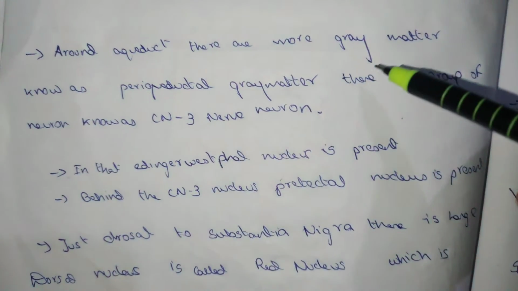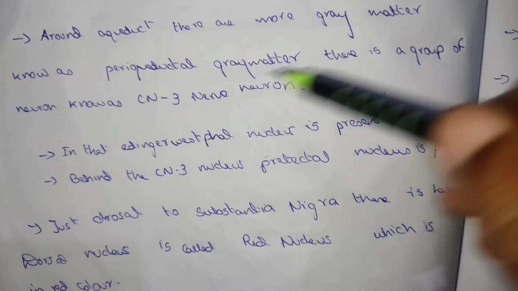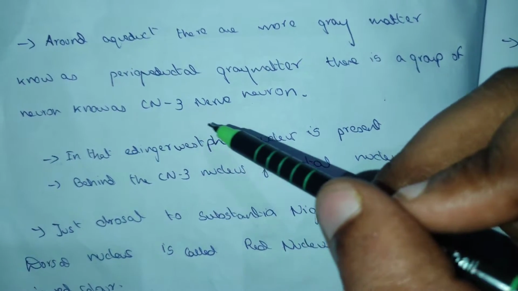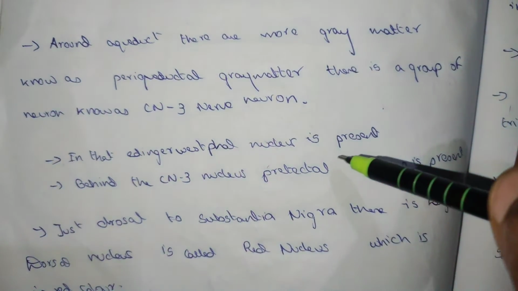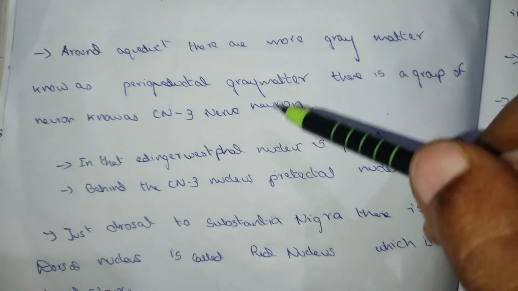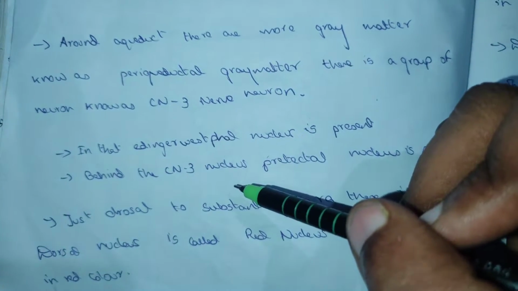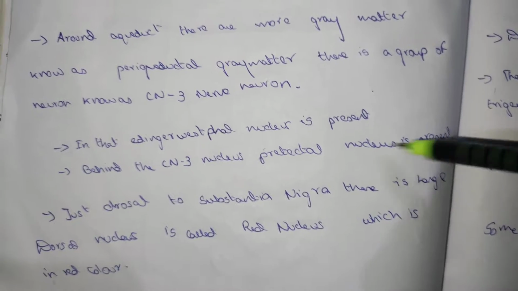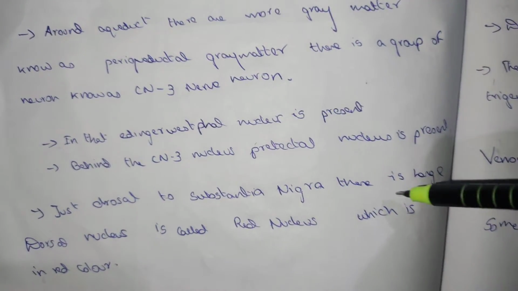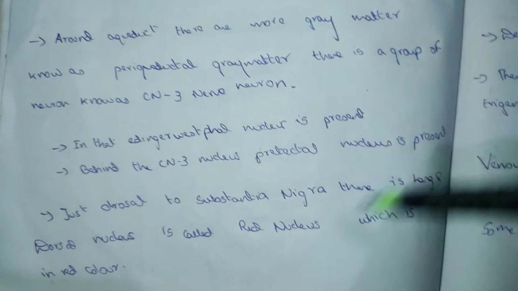Around the aqueduct, there is more grey matter, known as the periaqueductal grey matter. There is a group of neurons known as the cranial nerve number 3 neurons, and the Edinger-Westphal nucleus is present in the periaqueductal grey matter. Behind the cranial nerve number 3 nucleus, the pretectal nucleus is present. Just dorsal to the substantia nigra, there is a large dorsal nucleus called the red nucleus, which is red in color.